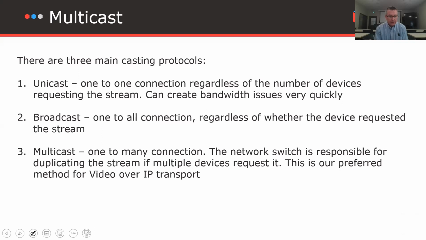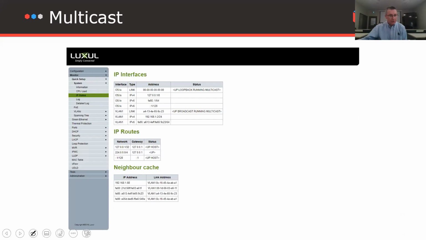The next one is casting technologies. There's 3 of them that are going to pop up. Unicast is a one-to-one connection. All of these have their place, but multicast is the one we're most interested in. Unicast, again, is that one-to-one connection. Broadcast, just like it sounds, you send one thing everywhere. And multicast only sends out the stream to the people who request it, which makes it very efficient. You can see here again on my configuration on my Luxol switch, I am indeed running multicast.